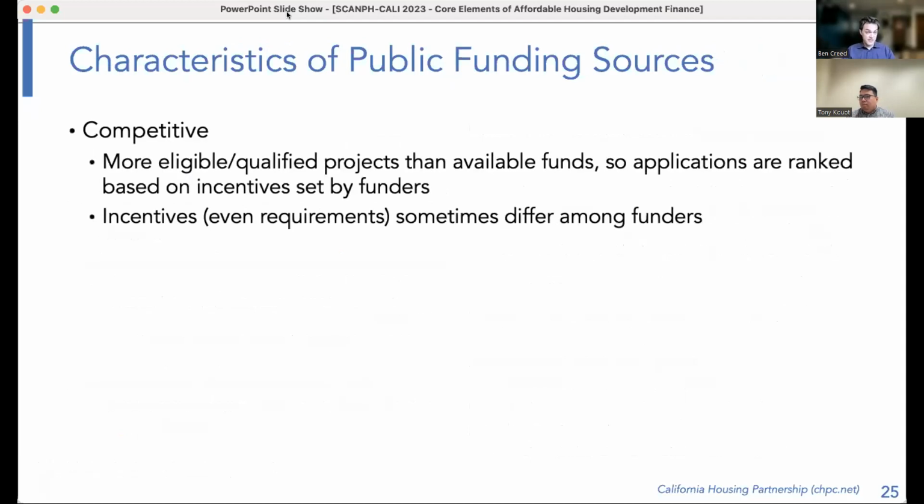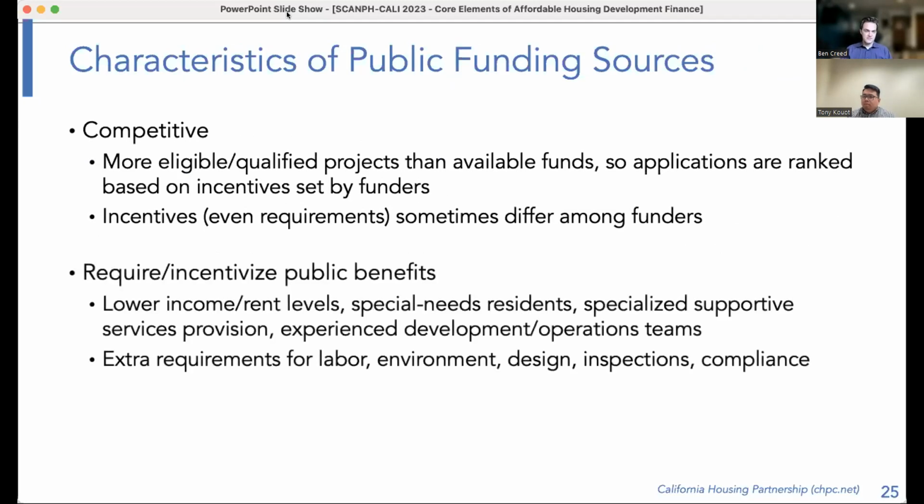For one thing, certainly for California projects, the vast majority of them are competitive, meaning that there is less money available than there are eligible, qualified projects seeking those funds. And so in that case, you need sort of tiebreakers. You need points that these applications can score in order to be ranked based on what kinds of housing the funder is hoping to incentivize. These incentives, and sometimes even the requirements, are not always aligned. And this is a classic, certainly federal, state, county, city. There may be jurisdictional differences in any number of areas, and affordable housing is no exception to that.